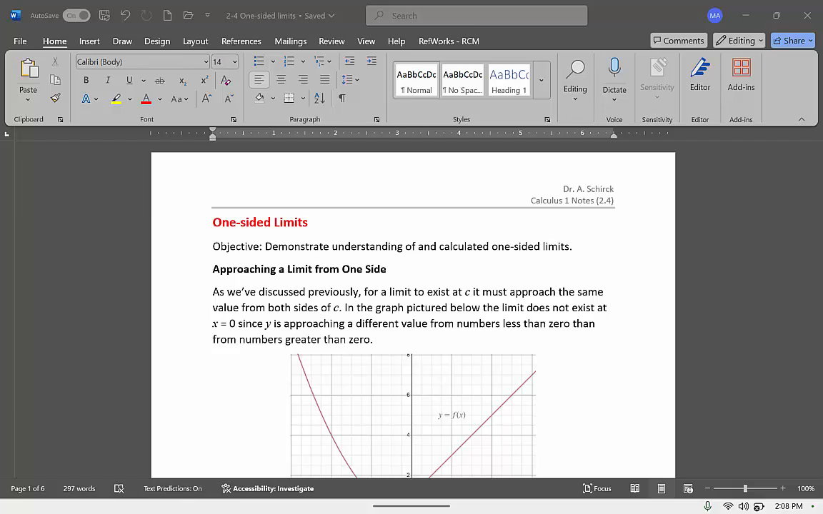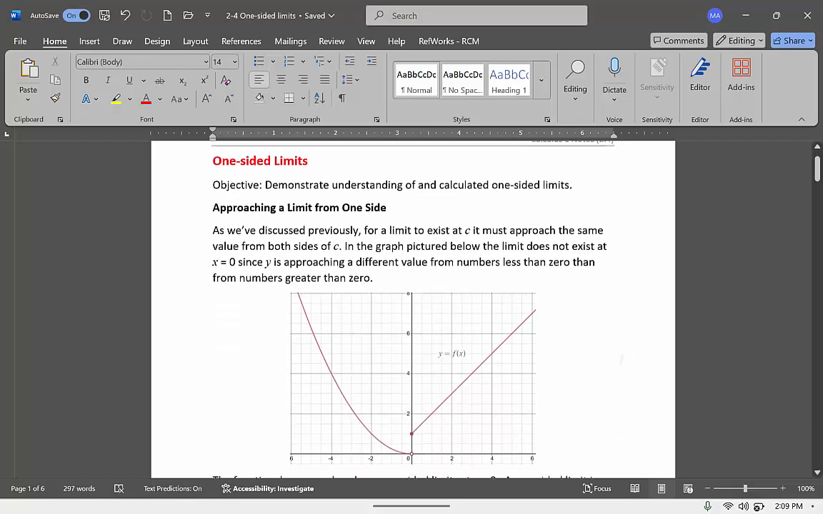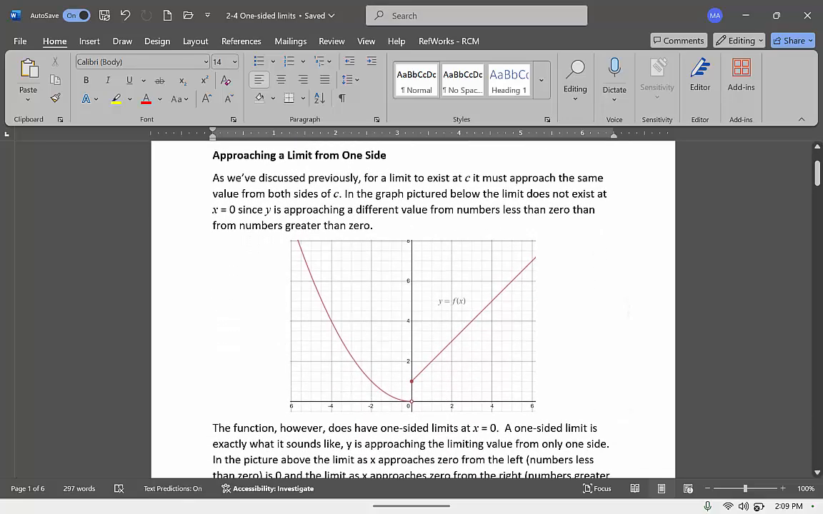Section 2.4, one-sided limits. The objective is to demonstrate an understanding of and calculate one-sided limits. As we have discussed previously, for a limit to exist at c, it must approach the same value from both sides of c. In the graph pictured below, the limit does not exist at x equals 0, since the y value is approaching a different value from numbers less than 0 than it does from numbers greater than 0.